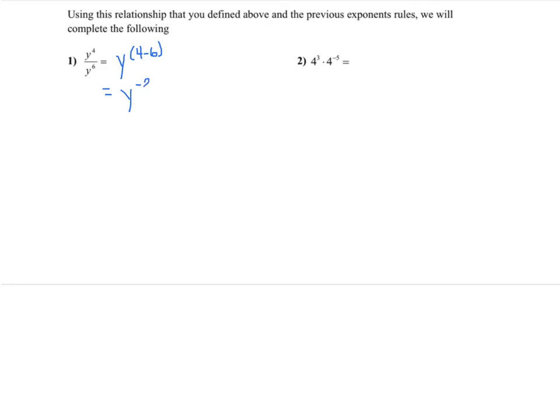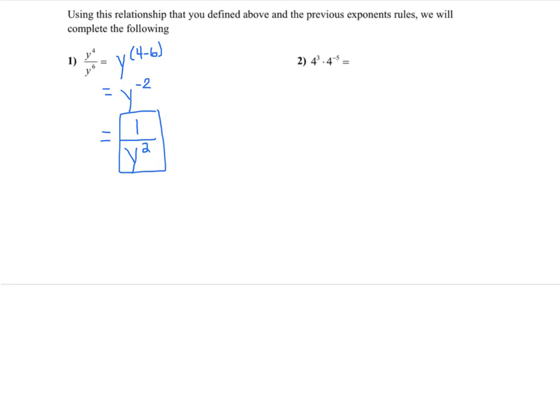So now we have a negative exponent. And remember, we can't have negative exponents. So our next step is we're going to place y to the negative 2nd power underneath 1. So our final answer is 1 over y to the 2nd power. Okay, let's look at number 2.